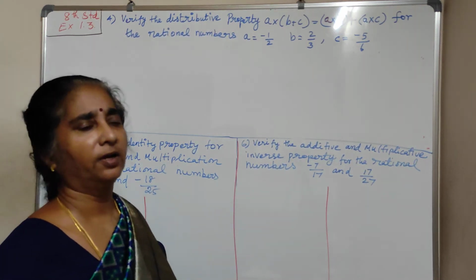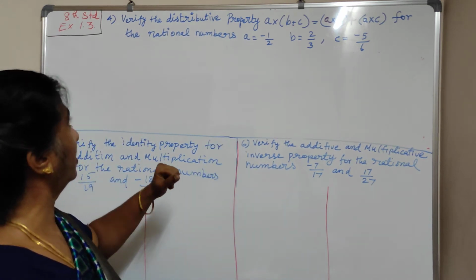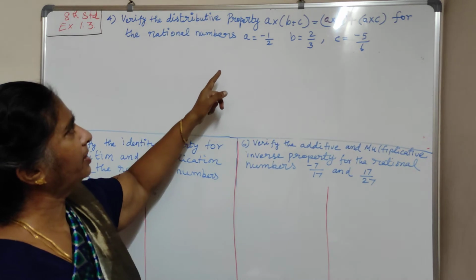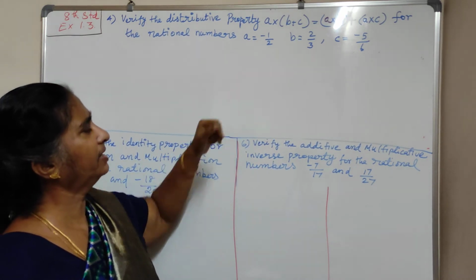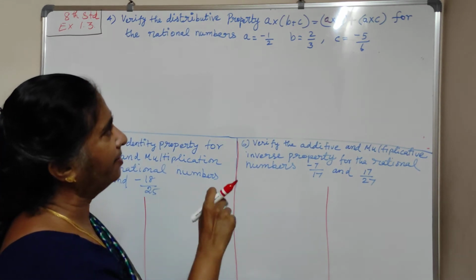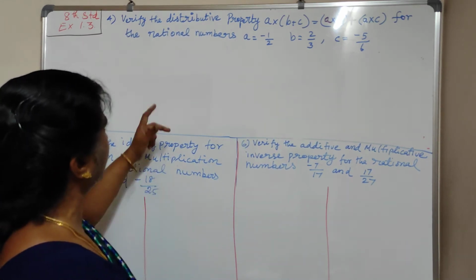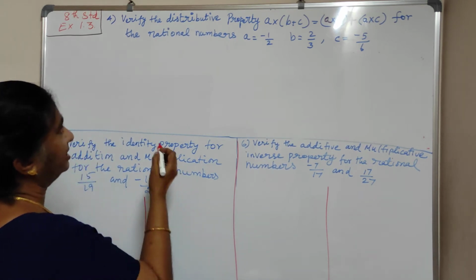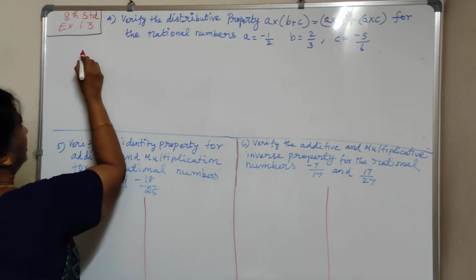Good morning students. We study 3 more questions from this exercise. First one, verify the distributive property A multiplied with B plus C is equal to A multiplied with B plus A multiplied with C for the rational numbers A, B and C. Let us consider the left hand side.